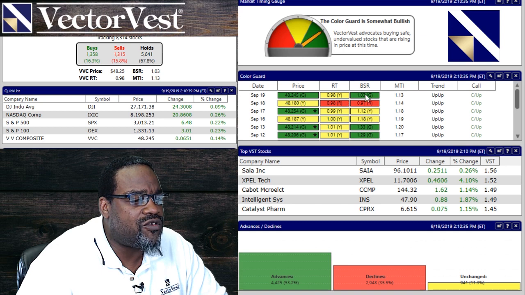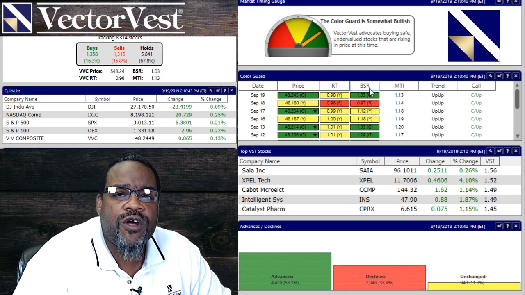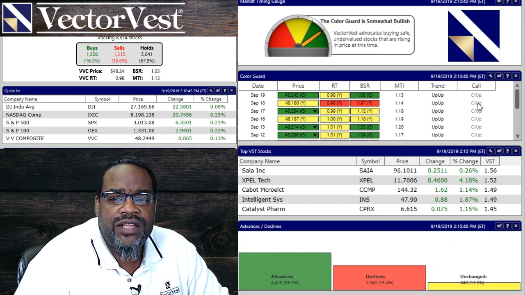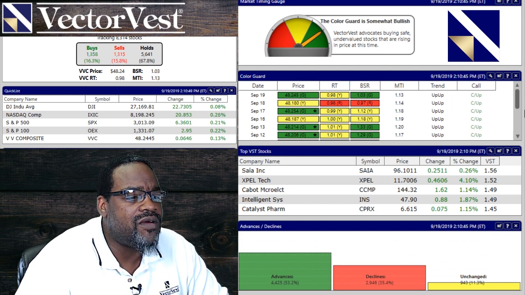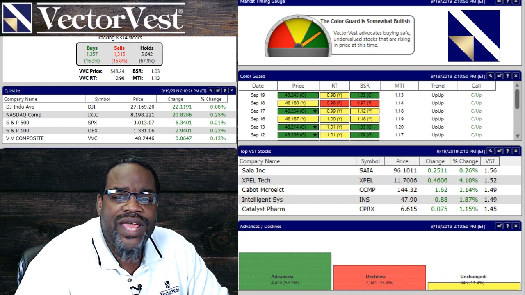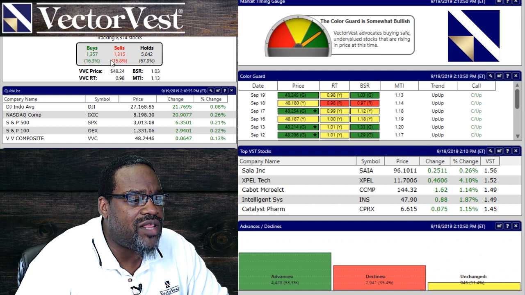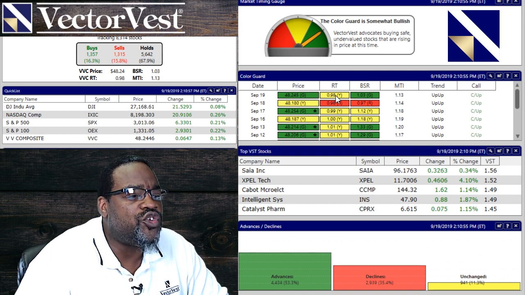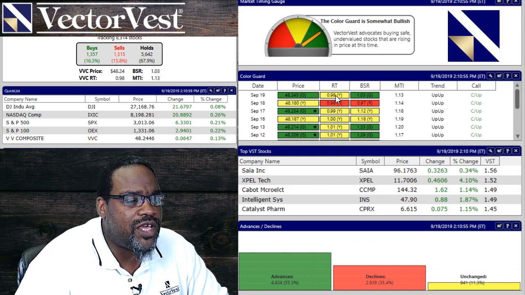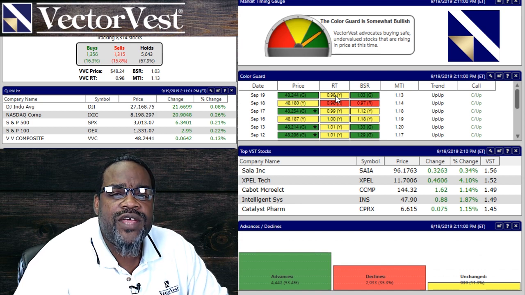I also have a green light in the buy-to-sell ratio. This is an indicator that looks at the overall health of the market. It looks at the amount of buys in the system divided by sells to give this indicator. Above the value of 1, we have more buys in the system than sells. The market is showing signs of strength. The RT looks at the short-term price trend of the market, whether the market is in an uptrend or not.